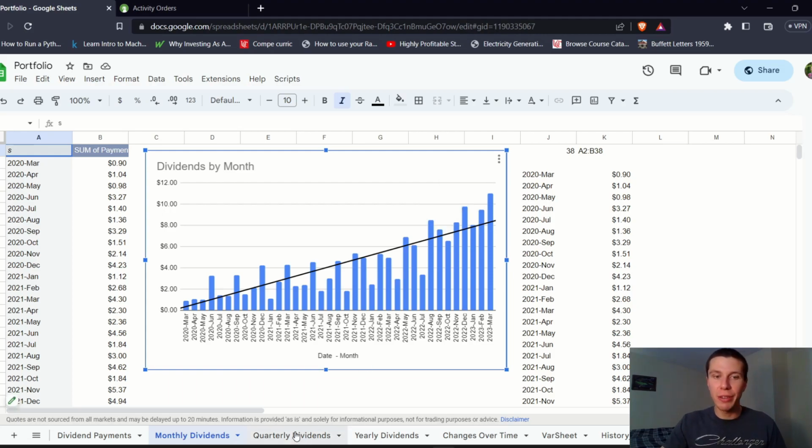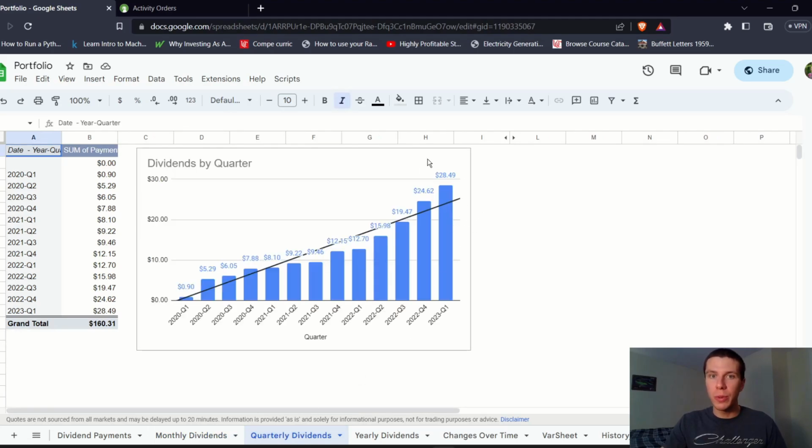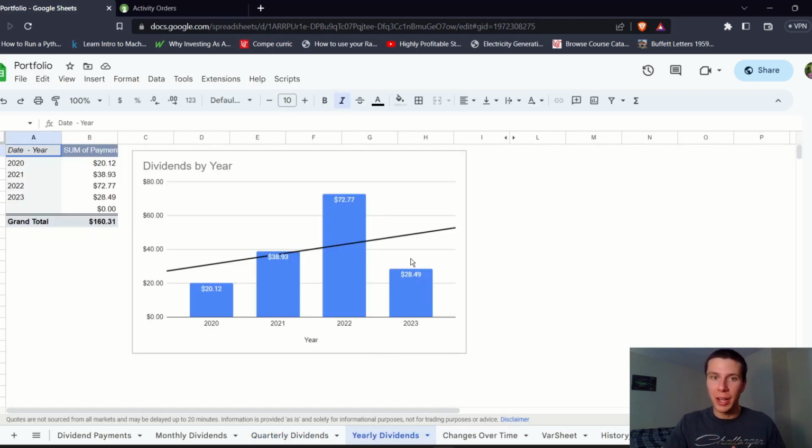And then this rounds out the first quarter. So for the first quarter of 2023, we got a total of $28.49 in dividends, which is pretty exciting. Obviously the best month to date. And then on the year, $28.49, which is already more than we've received in 2020, which is super exciting.